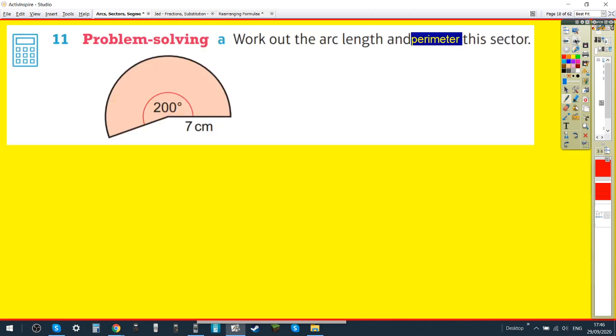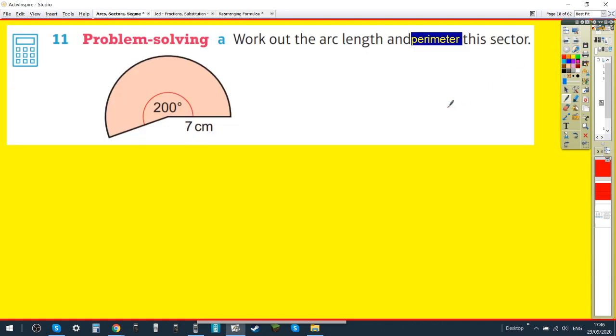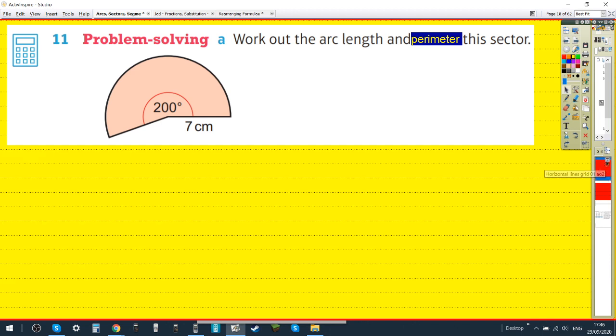So those are different answers. Hang on. I have to change those. Okay. How would you get the arc length for this one? It looks different, but it should be the same idea.